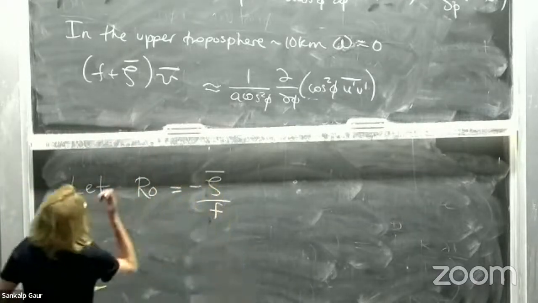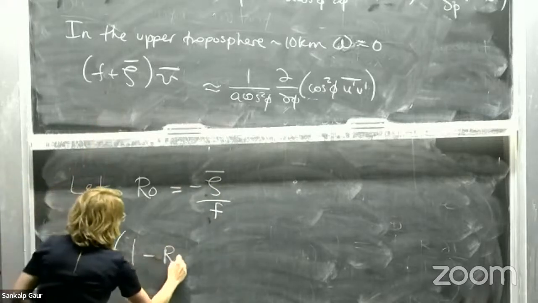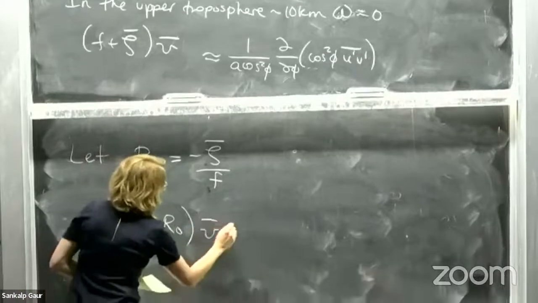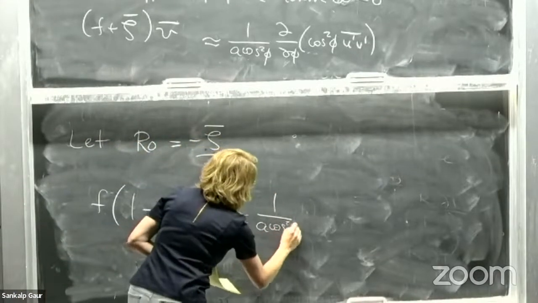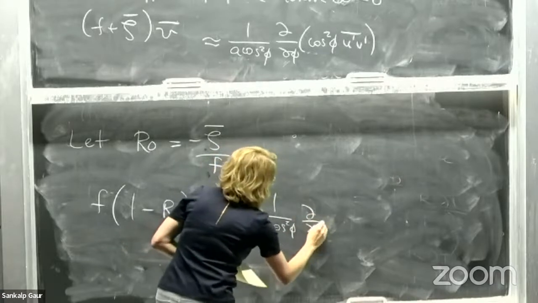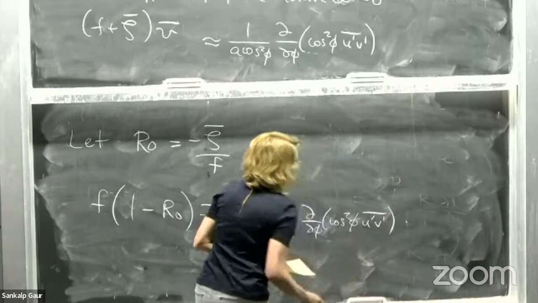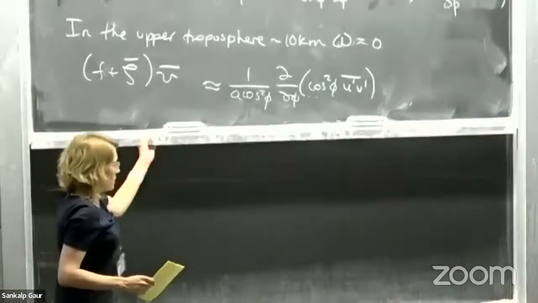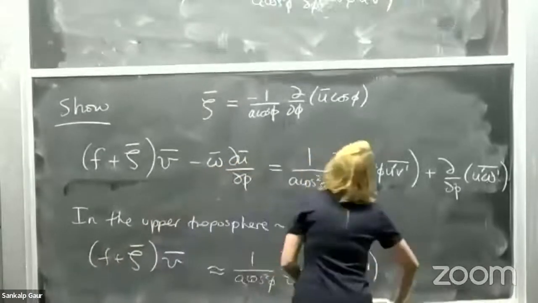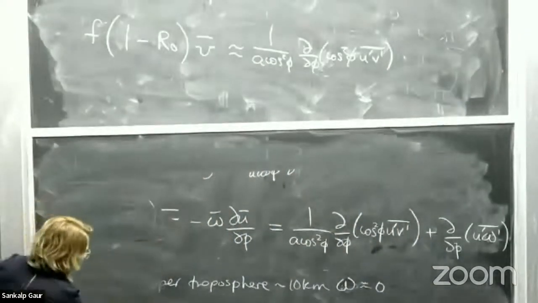And if I go ahead and take f out of this equation, I have one minus the Rossby number times V bar, and then everything on the right-hand side is the same. What this exposes is a dependence, once again, on the Rossby number. And this is where I will end. So I've got two limits, or two regimes, as we'll call them.